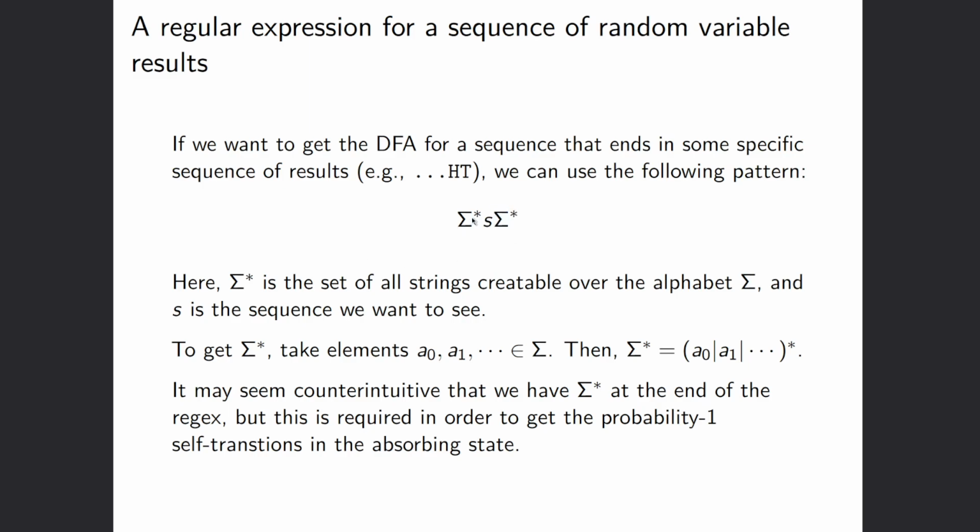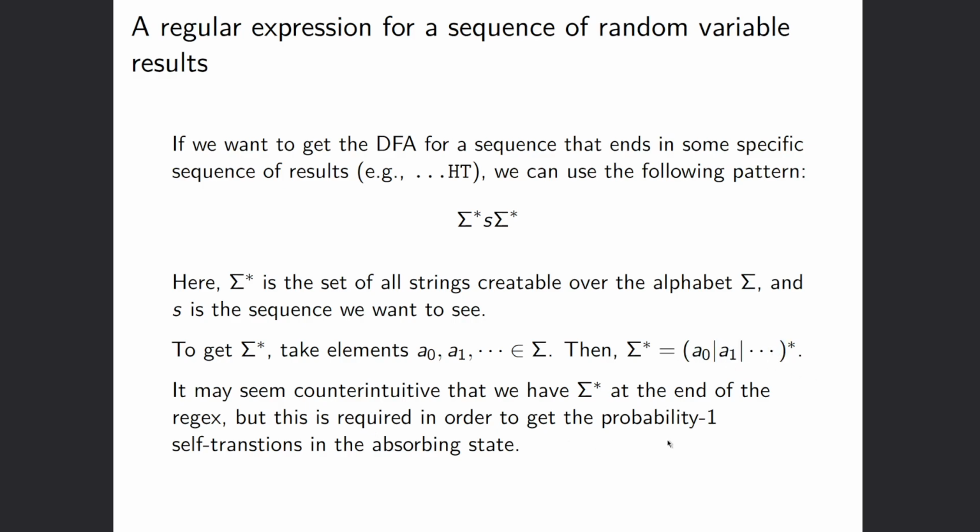Here, sigma star is the set of all strings that we can create over the alphabet sigma for our DFA, and S is the sequence that we want to see. In this circumstance, S could be HT, and then sigma star would be (H or T) star. To get sigma star, we have all these elements, say A0, A1, etc. in sigma. Then sigma star is equal to the union of all of them, and then star, so any number, 0 or more, of any of these characters.